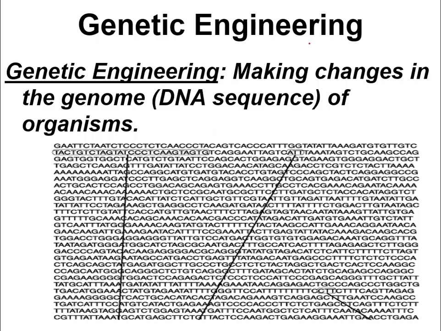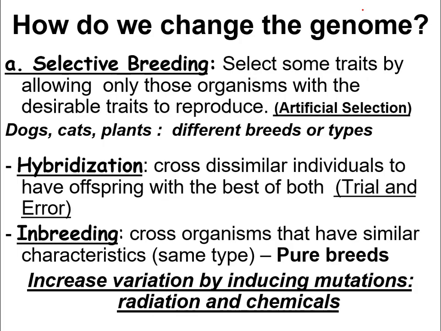So genetic engineering is the deliberate tweaking with and editing of genes, and they can be in people, like with cancer research and treatment, or they can be in other animals or plants or fungi or bacteria. But it's the deliberate making of changes in the genome, or the sequence of DNA, in any organism.